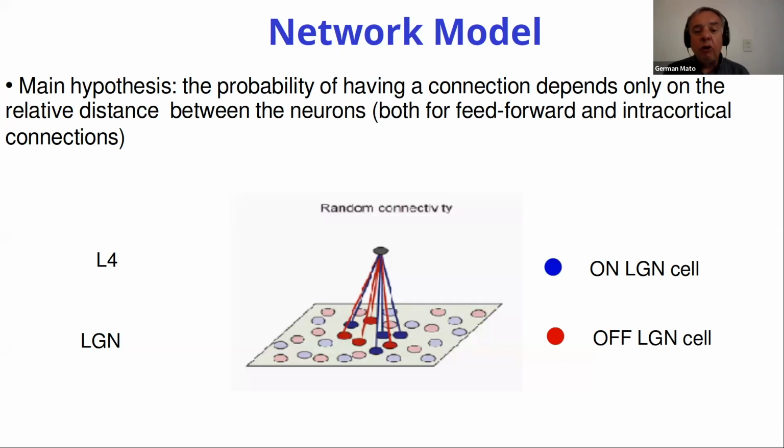Here we see an example of the feed-forward connectivity. We have the layer of LGN. There are red and blue cells. The blue cells are ON LGN cells, and the red cells are OFF LGN cells. This means an ON cell is the neuron that becomes active when the center of the receptive field becomes illuminated and not the surround. The OFF cells have the opposite behavior. And again, the connectivity is simply random with the probability of connection that decreases with the distance between the neurons.